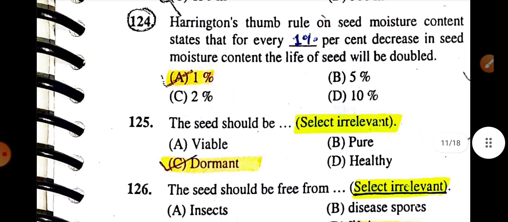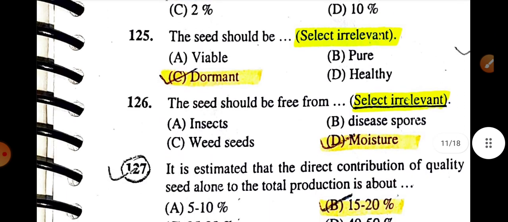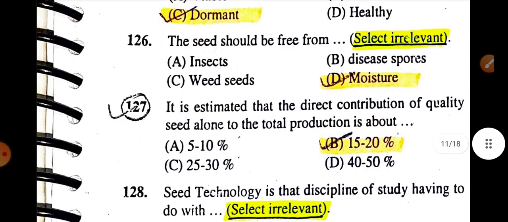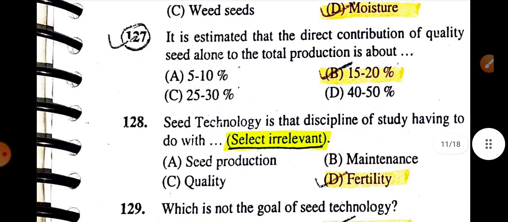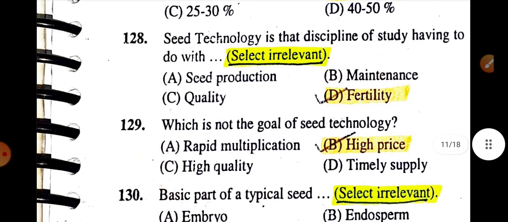Harrington's thumb rule on seed moisture content states that for every 1% decrease in seed moisture content, the life of the seed will double. The seed should be viable, pure and healthy, not dormant. The seed should be free from insects, weed seed and disease spores, and not from moisture. It is estimated that the direct contribution of quality seed alone to total production is about 15 to 20%.